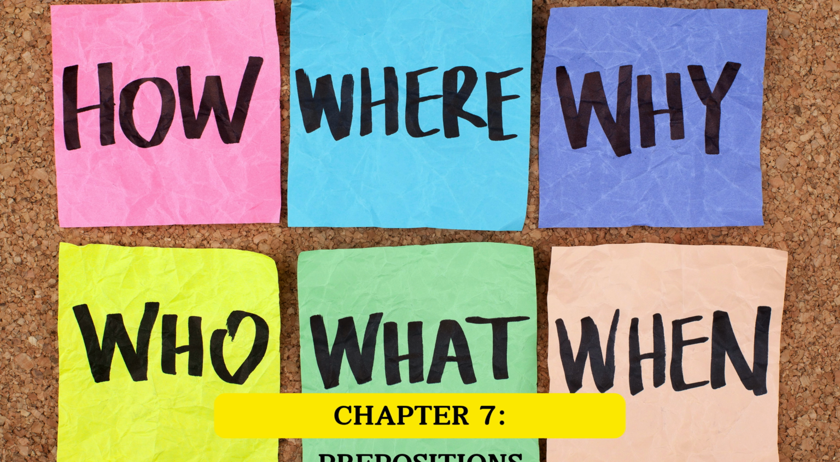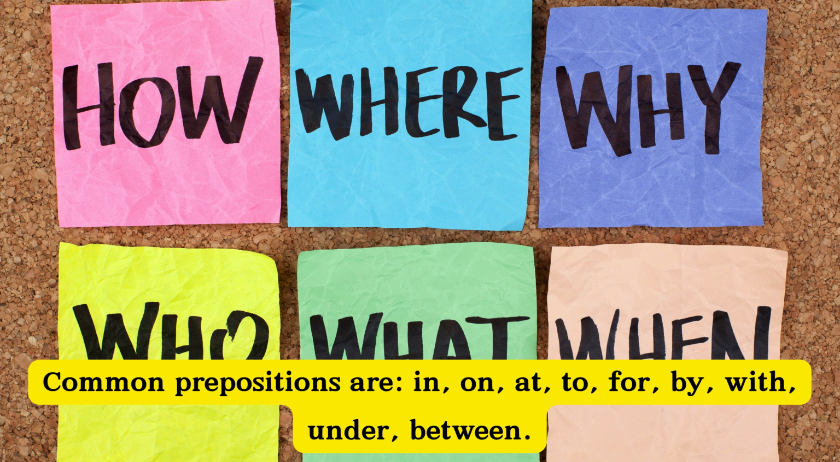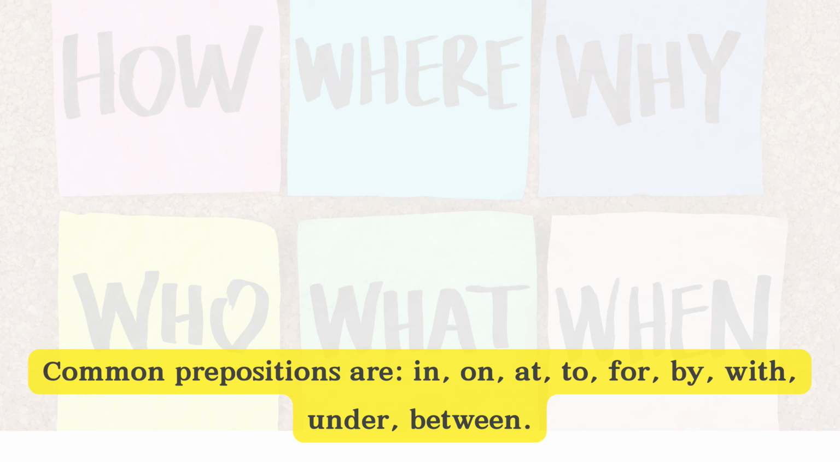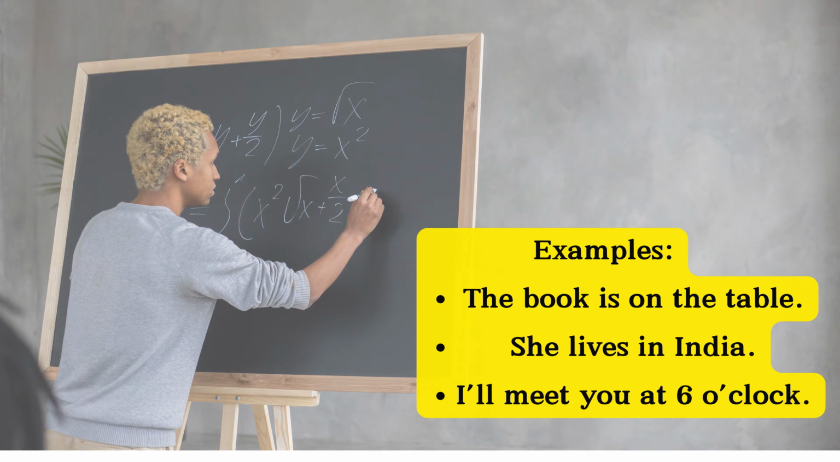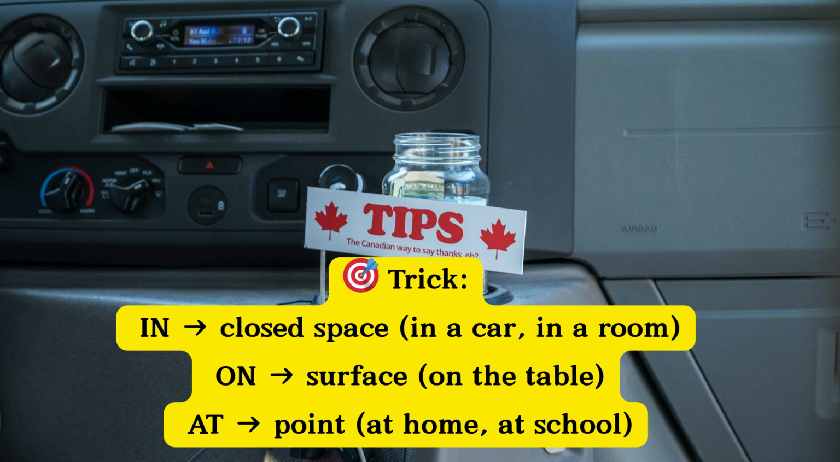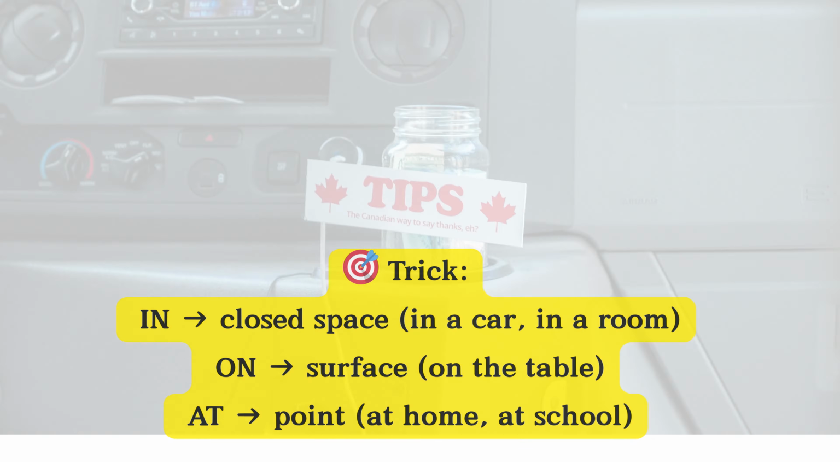Prepositions. Prepositions tell us where, when, or how something happens. Common prepositions are in, on, at, to, for, by, with, under, between. Examples. The book is on the table. She lives in India. I'll meet you at 6 o'clock. Trick. In. Closed space, in a car, in a room. On. Surface, on the table. At. Point, at home, at school.